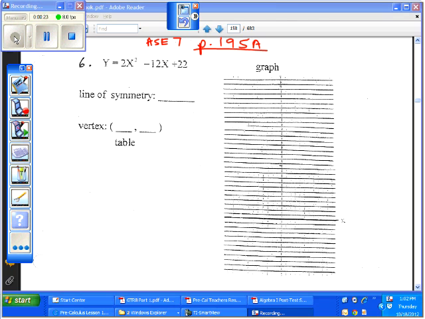But anyway, we know that the standard form of a quadratic is what? y equals ax squared plus bx plus c. So we know that the a of the quadratic is 2, the b of the quadratic is negative 12, and the c of the quadratic is 22.